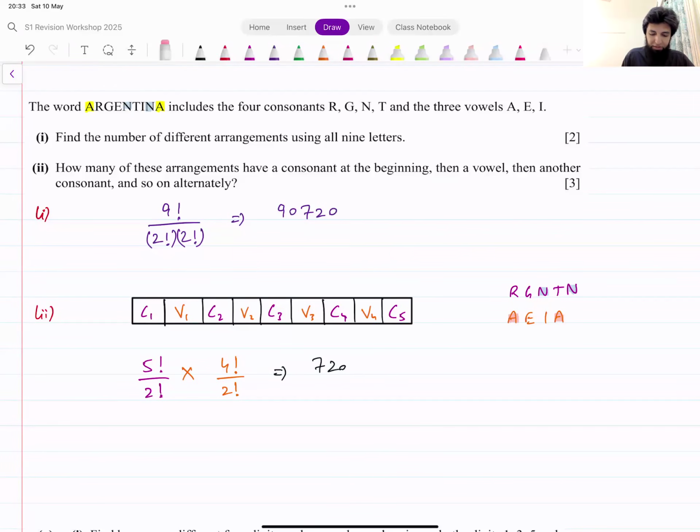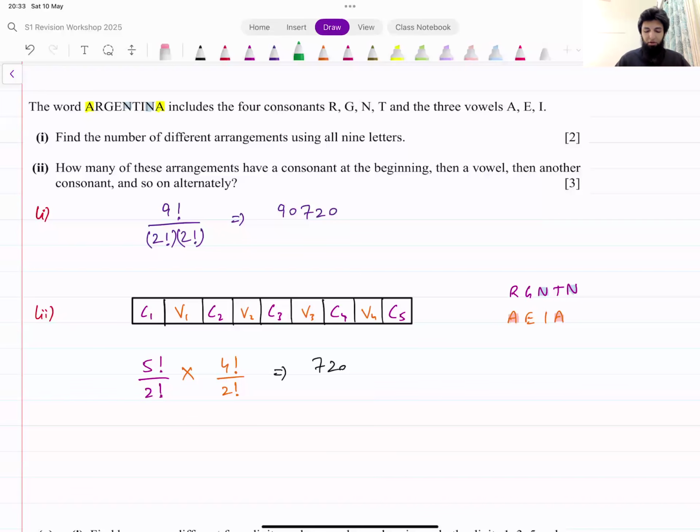Let's say you've got this word Argentina. It includes the 4 consonants R, G, N, T, and 3 vowels A, E, I. Find the number of different arrangements of all the 9 letters. That's fairly straightforward. But then the number of arrangements in which we have a consonant at the beginning, then a vowel, then another consonant, and so on alternately. Again, another case that you will see frequently in the recent papers.